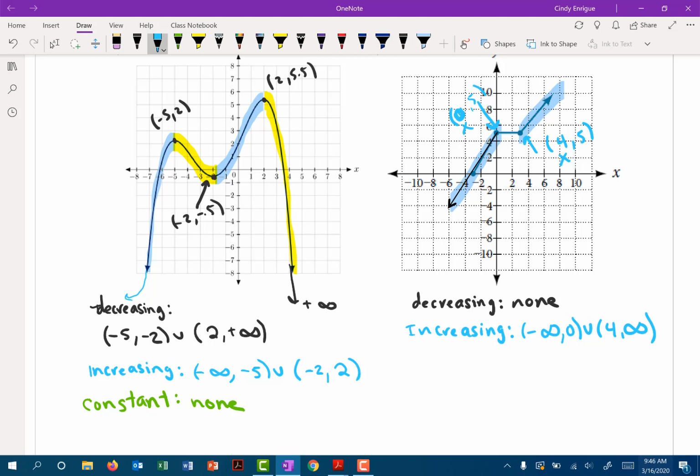And for constant, this is where your slope is 0. That's right in here. So you're just like, okay, constant. That's going to be between 0 and 4. Now I can surely see that that's what that graph is representing. So we have our increasing, our decreasing, and our constant.